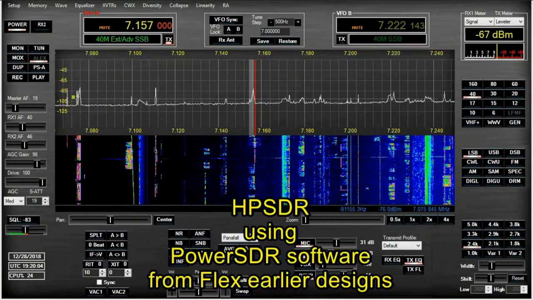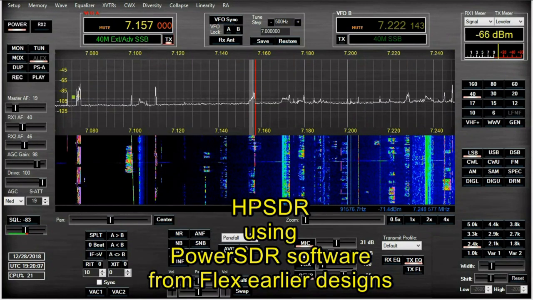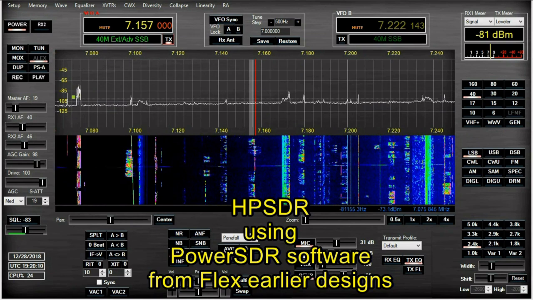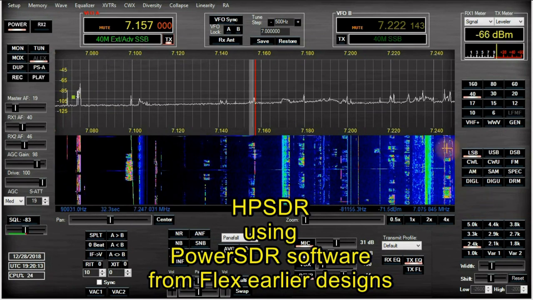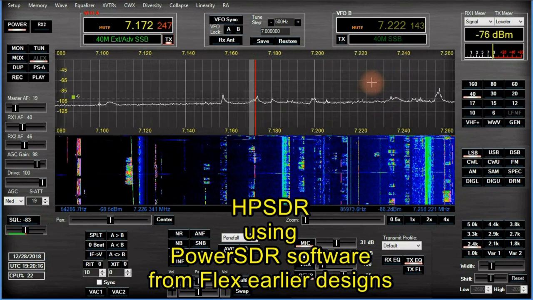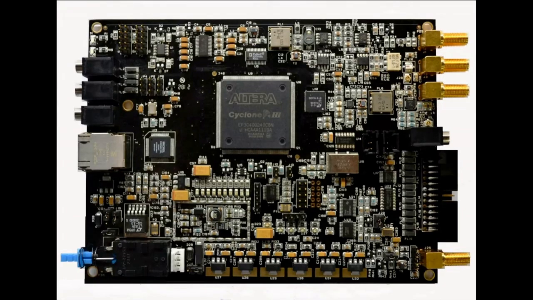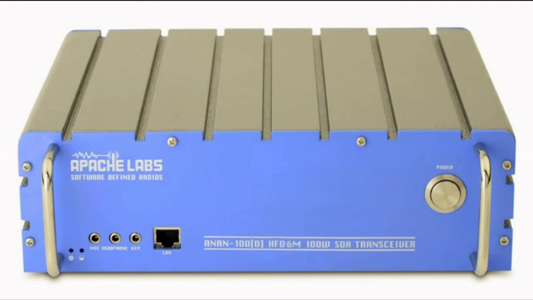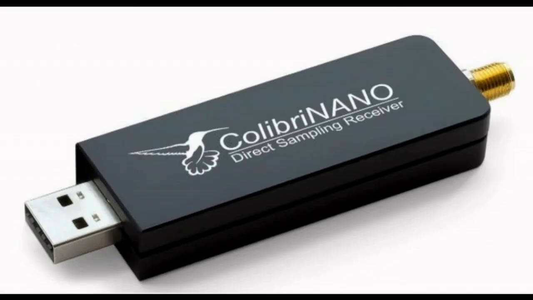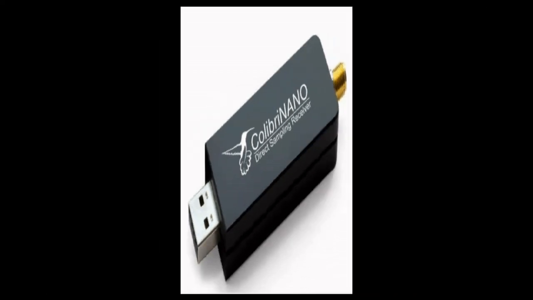About the same time, another group, HPSDR, High Performance Software Defined Radio, introduced a completely open-source direct sampling transceiver using the open-source software PowerSDR already being used by FlexRadio in their earlier designs. The HPSDR designs evolved into the Hermes board, which is later manufactured by Apache Labs in India, launching their ANAN series of SDRs. Thankfully, prices have continued to drop, and direct sampling is the norm for all but the least expensive receivers. If you're spending over $200 or so for a receiver today, it should be direct sampling.